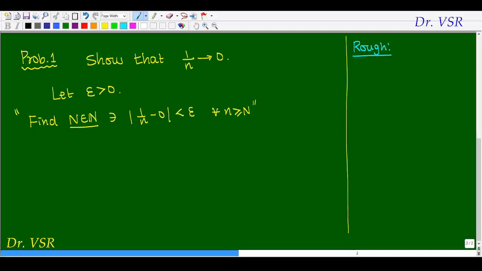Just think of this: modulus of 1 by n minus 0 has to be less than epsilon. This is 1 by n, because it is a positive term. Therefore 1 by n has to be less than epsilon. If 1 by n is less than epsilon, then taking reciprocal, n must be greater than 1 by epsilon.